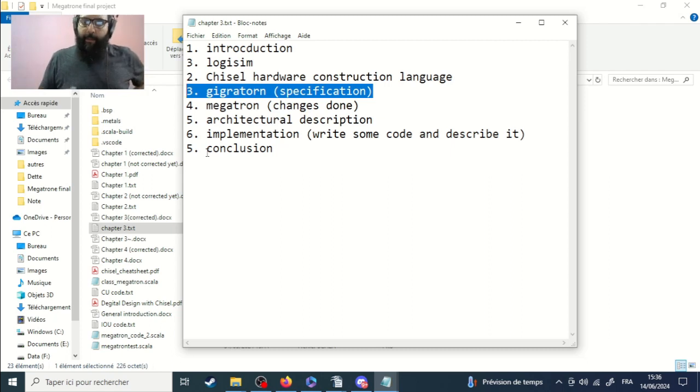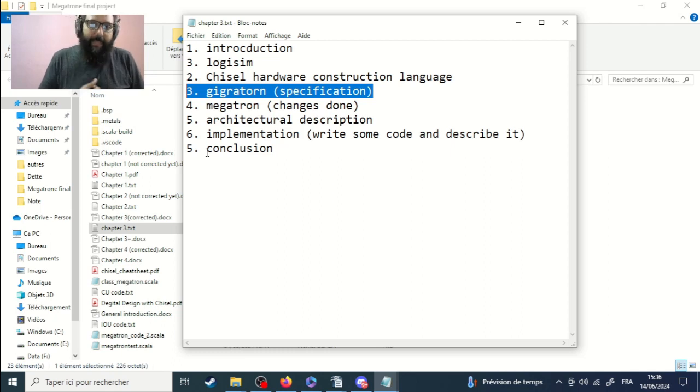This is a pivot point. The examiner needs to understand how Gigatron works. If they don't, you will get in trouble. They have to understand how the architecture works, and you have to focus on this. You have to explain how the architecture works.